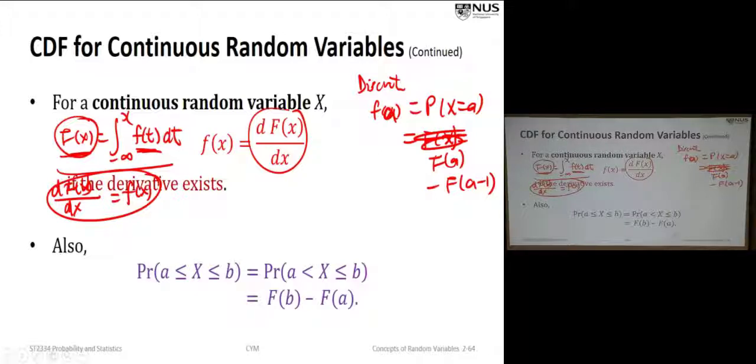All right. So the probability of X between a and b is equal to F of b minus F of a. You can show that it's like this. It's very, very easy. You just substitute b into the CDF and substitute a into the CDF and then take the difference.